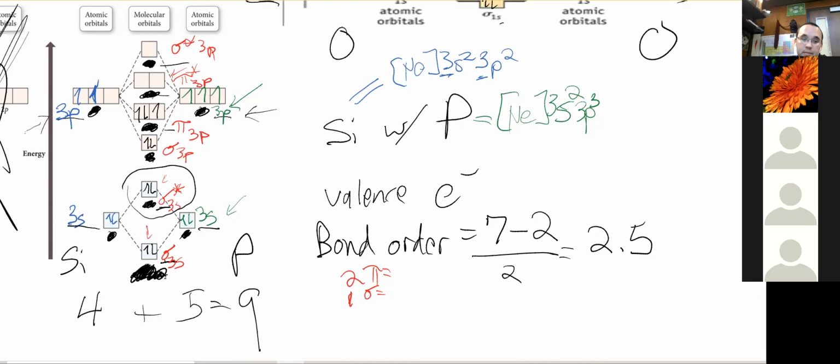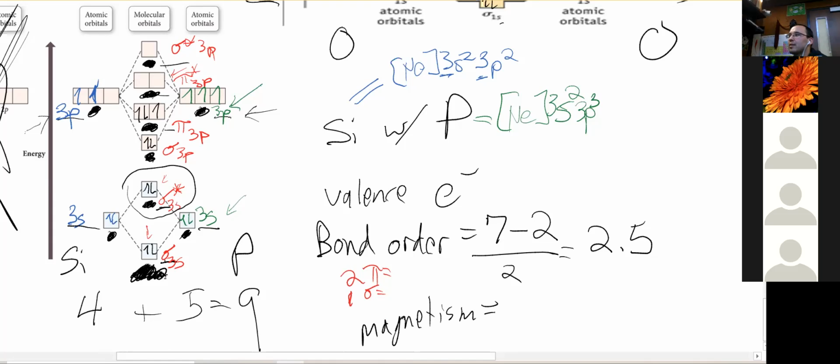Would this be a polar? So this doesn't tell us about polarity. Molecular orbitals are not necessarily about telling us about polarity, right? More what it's used for is something called magnetism.